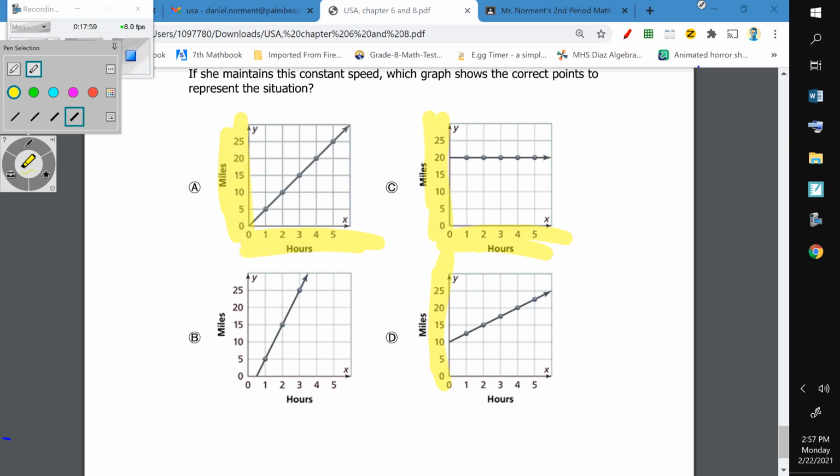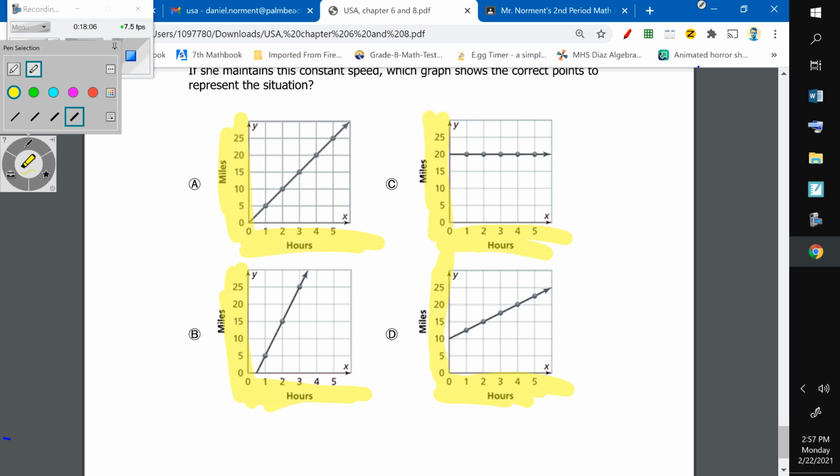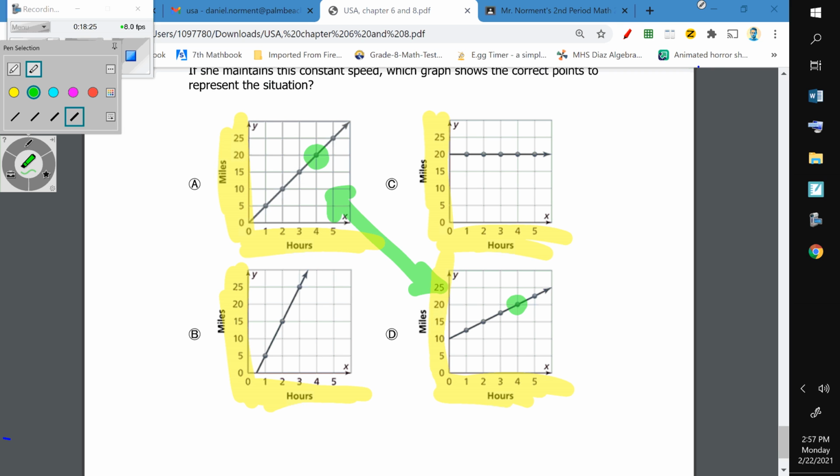So you're going to actually have to look at the line and figure out which one of the lines shows 20 miles in 4 hours. Which one shows 20 miles in 4 hours? And here's your hint. Now it says it's a constant rate. So here, that's 20 miles in 4 hours. Here, that's 20 miles in 4 hours, but only one of these graphs has a constant rate of 20 miles for every 4 hours. And you got to figure out which one of those it is. Okay, hope that was helpful.